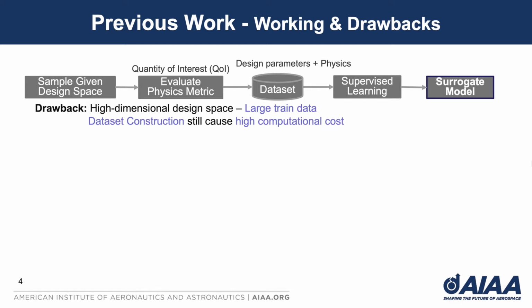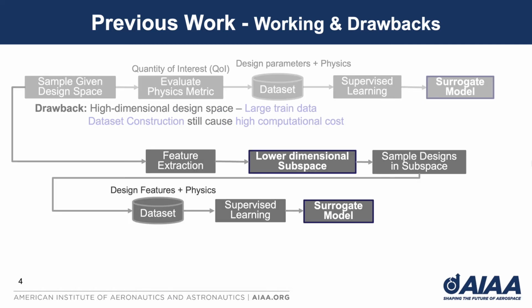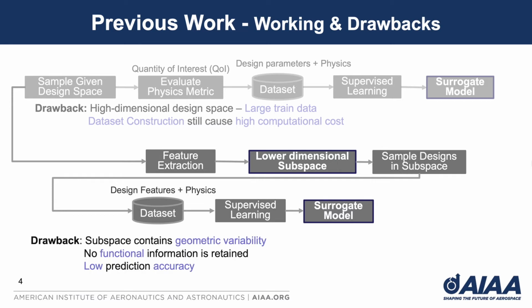physical simulations. To tackle this problem, these methods often benefit from feature extraction techniques in which a lower dimensional design space is first created and the surrogate model is constructed on this subspace. As the subspace has lower dimensionality than the original design space, it requires relatively fewer training samples. However, these subspaces only retain the geometric variability of the designs and no information about the design's physics is incorporated. Therefore, such construction can result in low prediction accuracy of the surrogate models.